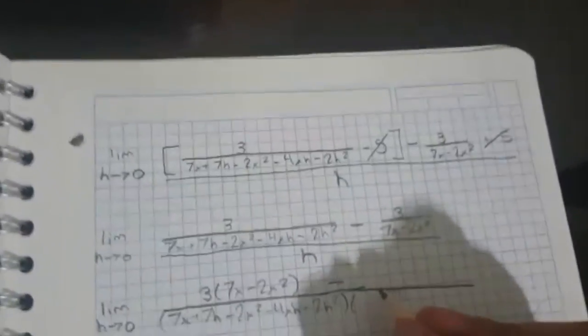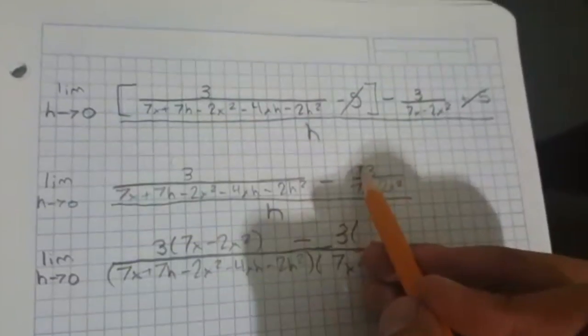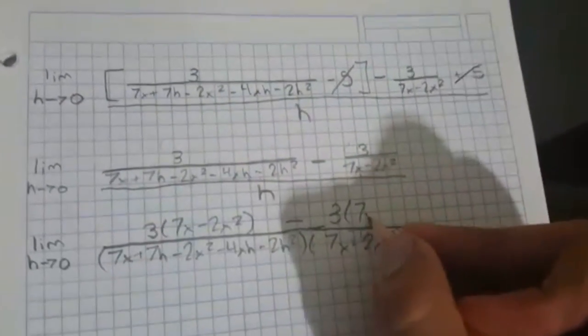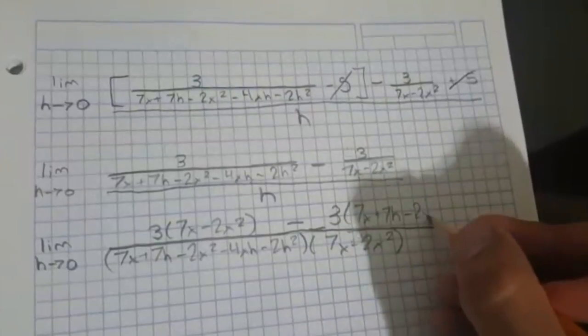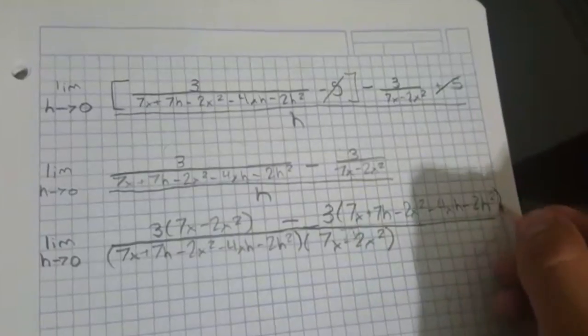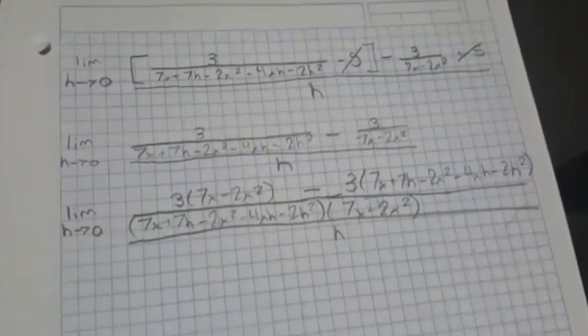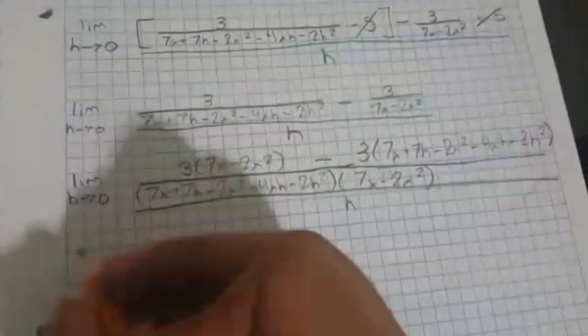minus 7x. Oh, I'm sorry. Remember that we already have the common denominator, so we copy the same: 7x minus 2x squared. And right away, we have 3 times the denominator, 7x plus 7h minus 2x squared minus 4xh minus 2h squared, all of this divided by h. Remember, don't forget it. So what do we do next? We simplify the expressions.